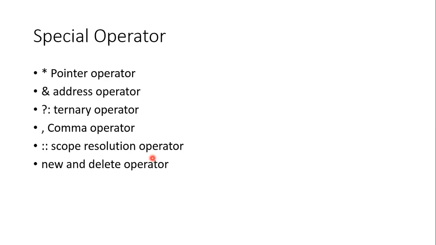Then special operators. Various special operators are available in C and C++. Some of the operators are not available in C. For example, the pointer operators, which are used in C and C++. Then the address operator. Then the ternary operator for comparison purposes. Then the comma operator. We use it for defining variables; more than one variable is separated by using the comma.